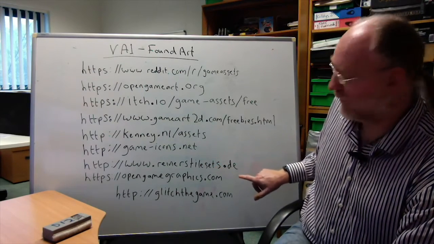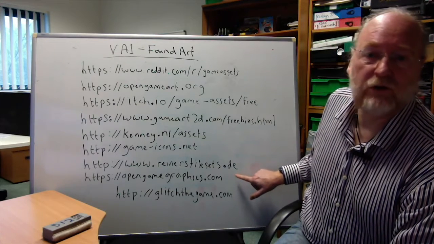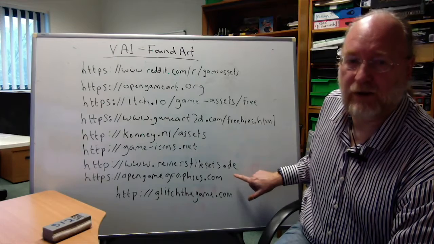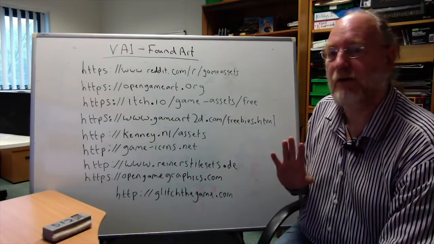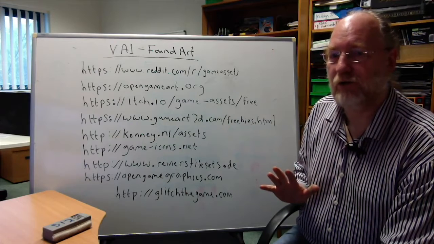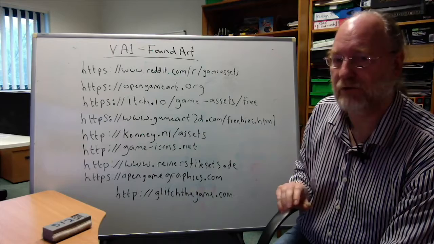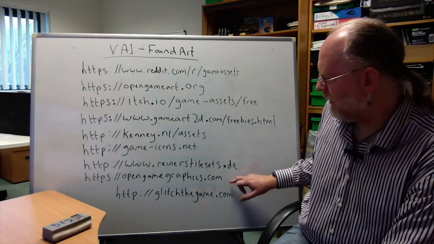If you're looking for tile sets specifically, Reiner's tile sets is quite a good option. But you can also do a search for tile sets on RPG Maker and so on as well. Just bear in mind that a lot of tile sets you can get online are actually from actual commercial games that have been ripped or lifted. So just be very careful not to use something you don't have the right to use.